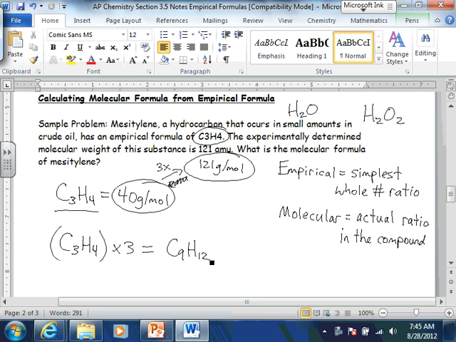C9H12, okay? And if you want to double check just to make sure, if you find the molar mass of that, carbon is about 12 times 9 for 9 carbons, plus 12, that gives you about 120, 121 grams per mole, okay? So this is our molecular formula.